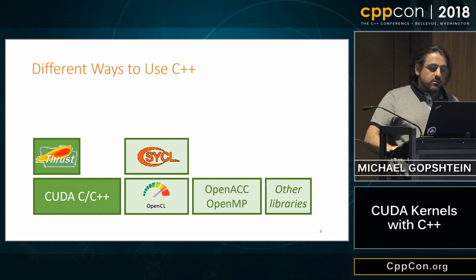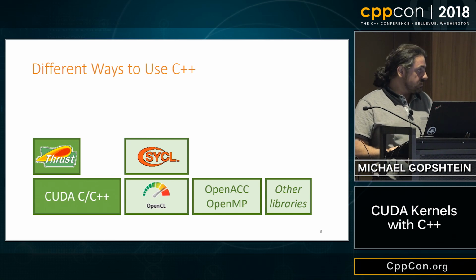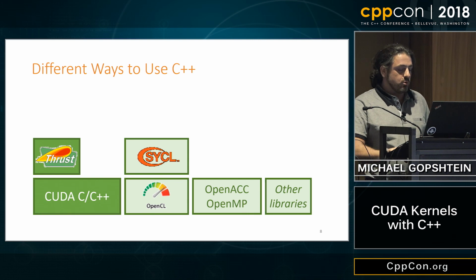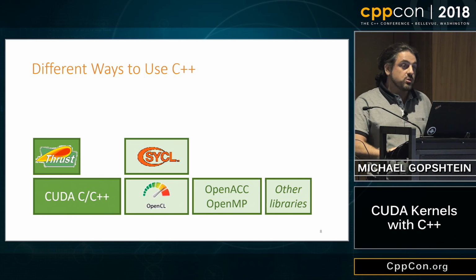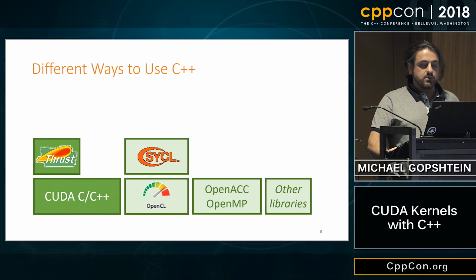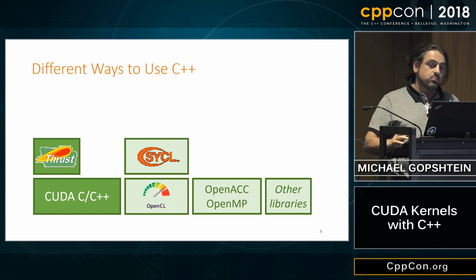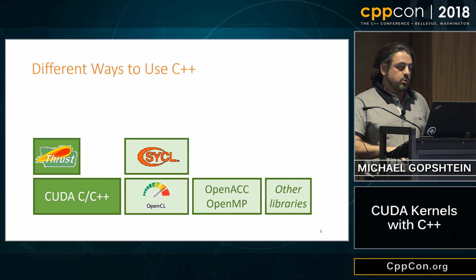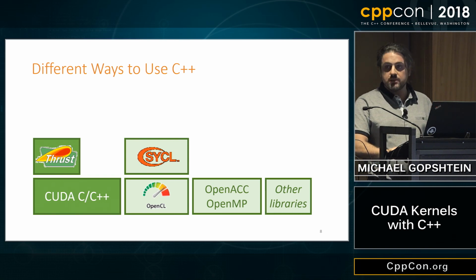I just want to mention that there are different ways to use C++ with CUDA. One of them is Thrust, which ships as part of the CUDA package. And on top of OpenCL, you can use SYCL. And there are also OpenACC and OpenMP extensions, which are basically annotation-based extensions to C++. So I'm not going to talk about how you decide which one you want to use, but given that you're using CUDA C, C++, and you're creating your own kernels, I want to show which features of C++ you may want to use.